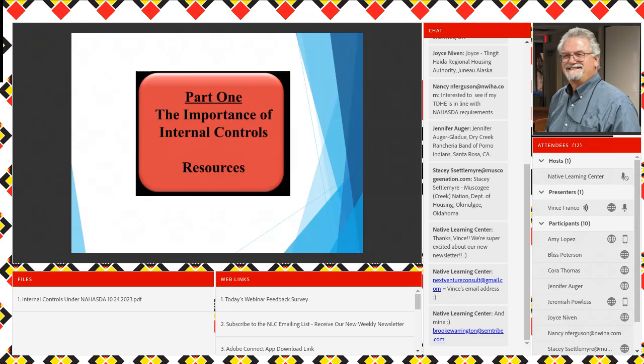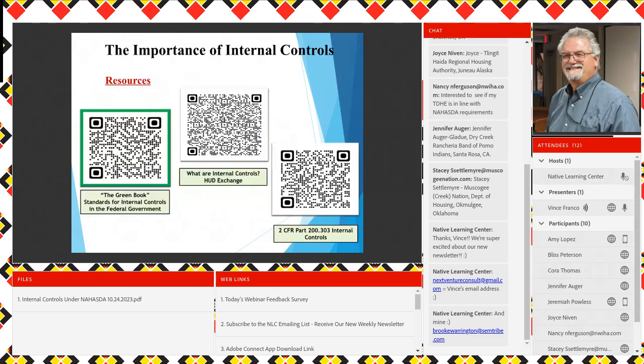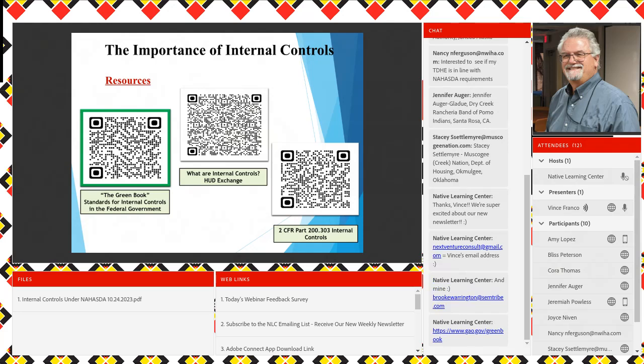Part one, the importance of internal controls. I'm going to throw some resources at you. Some you might be familiar with, others might be new. Well, let's take a look. Three on this screenshot here to start with. Let's look over at the far left, what's referred to as the Green Book. If you've never heard of the Green Book before, that is the government, OMB, Office of Management and Budget's manual on internal controls for federal governments.